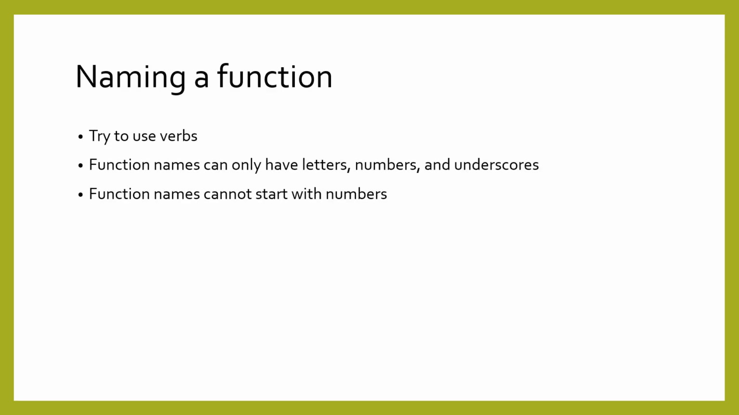Usually, you should use a verb as the name of the function. The name helps other programmers understand what the function does. Naming a function is just like naming a variable. You may only use letters, numbers, and underscores, and it cannot start with a number.